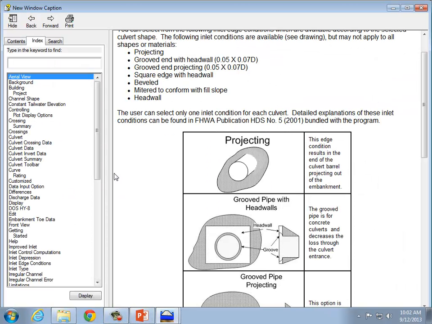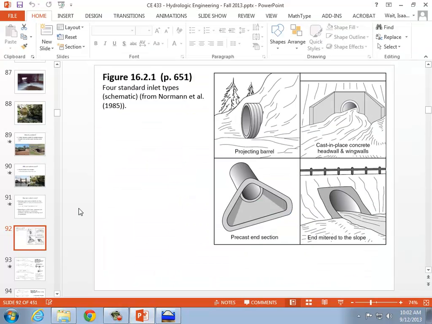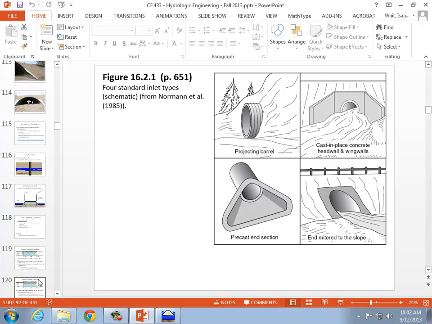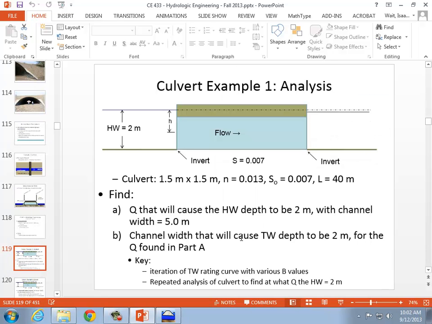The second part of this example asks the question, what is the channel width that causes the tailwater depth to be 2 meters for the flow rate found in Part A? Okay, so when the flow rate is 5.67, how wide should the channel be downstream in order for the tailwater depth to be 2 meters? The key to that is iteration with the tailwater rating curves with various channel widths.